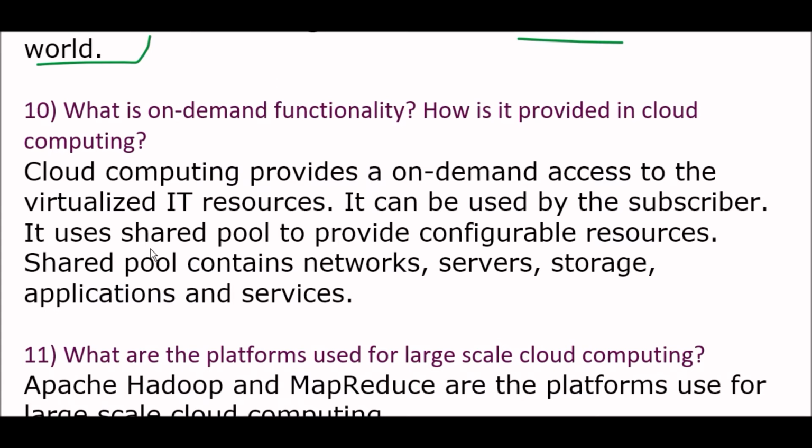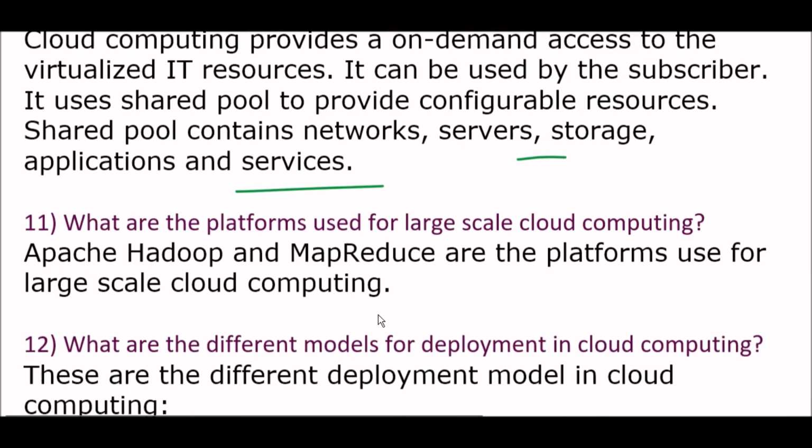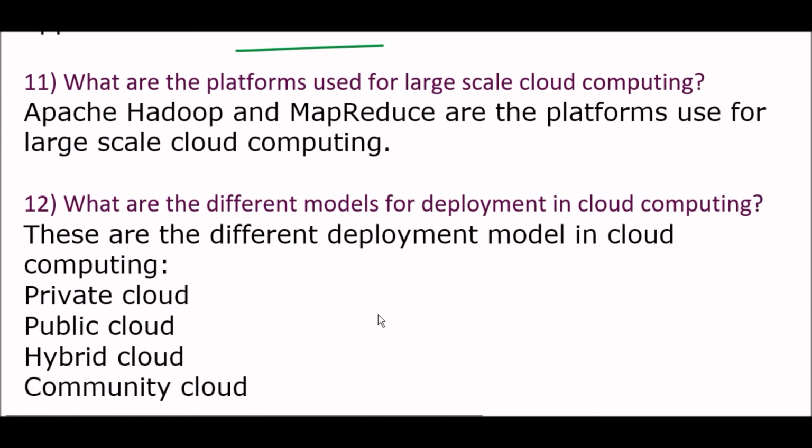Next, what is on-demand functionality? How is it provided in cloud computing? The answer is, cloud computing provides on-demand access to virtualized IT resources. It can be used by the subscriber. It uses a shared pool to provide configurable resources. The shared pool contains networks, servers, storage, applications, and services. Okay. Next, what are the platforms used for large-scale cloud computing? The answer is Apache Hadoop and MapReduce are the platforms used for large-scale cloud computing.